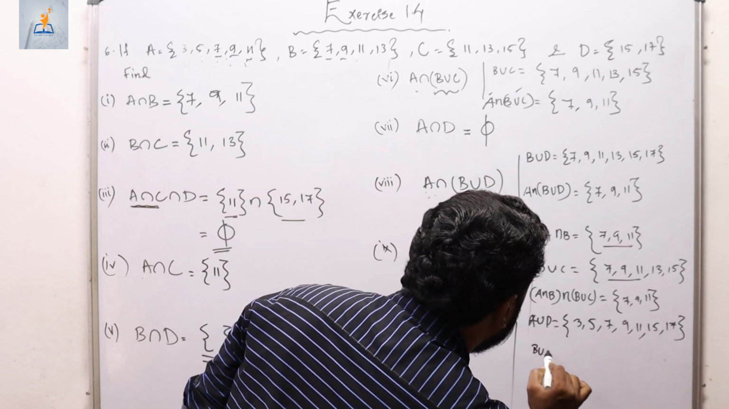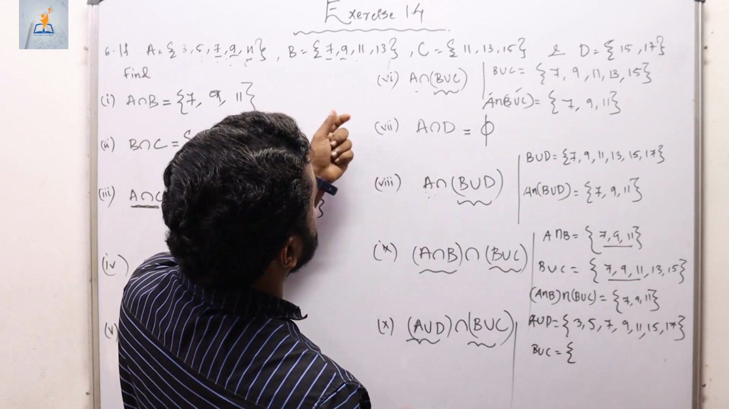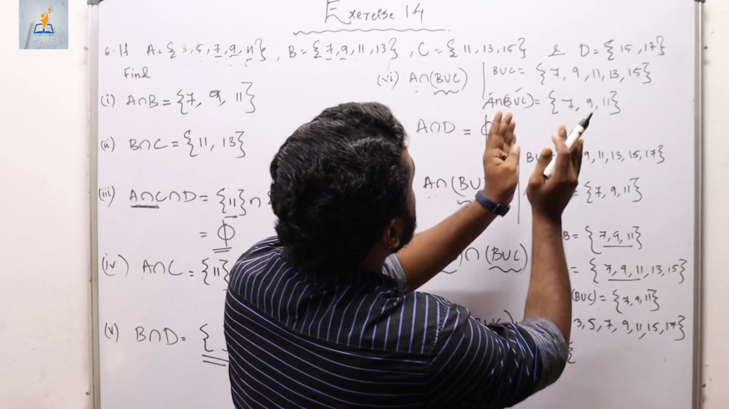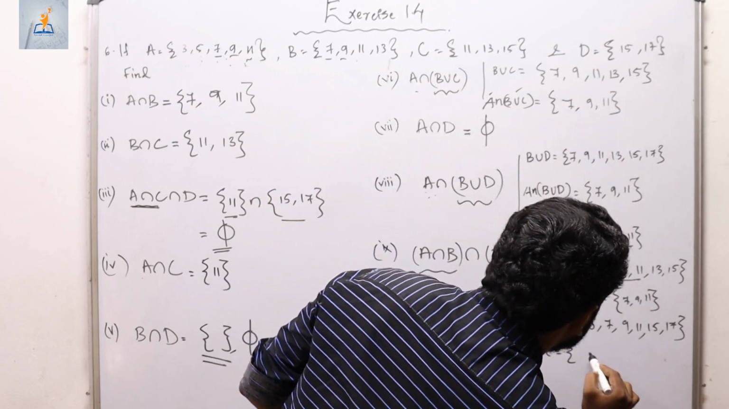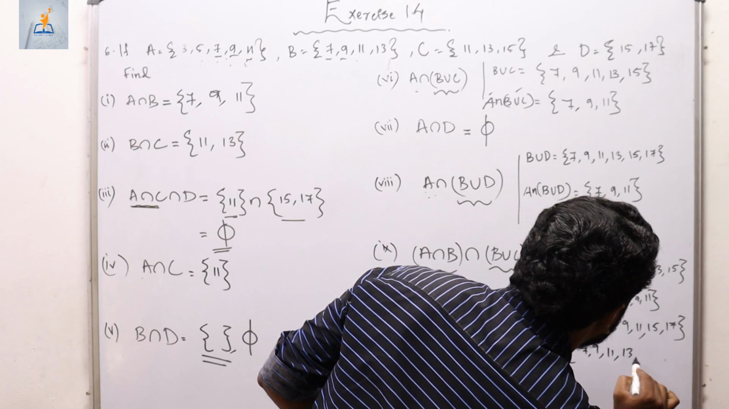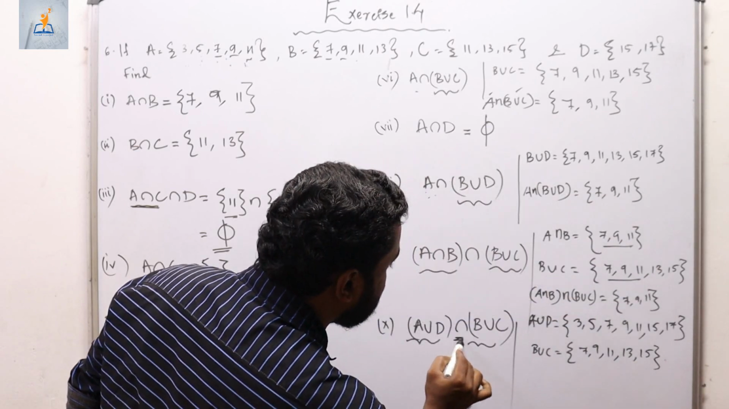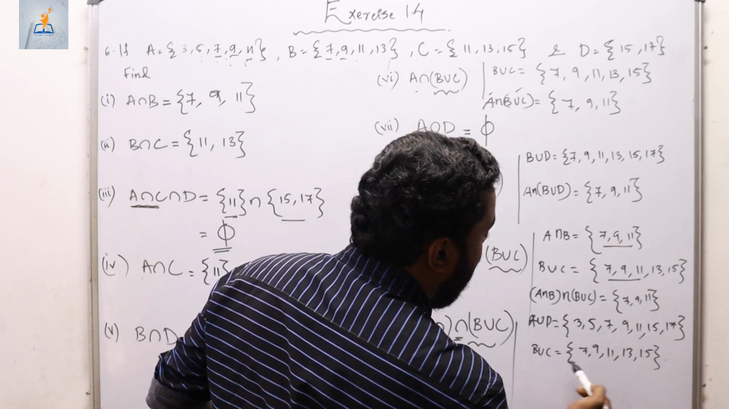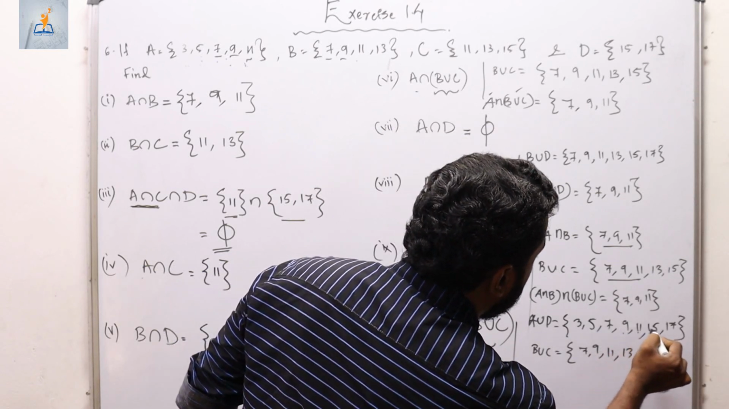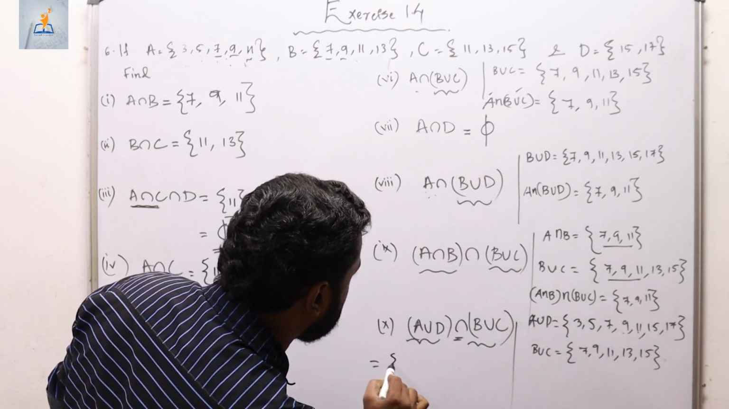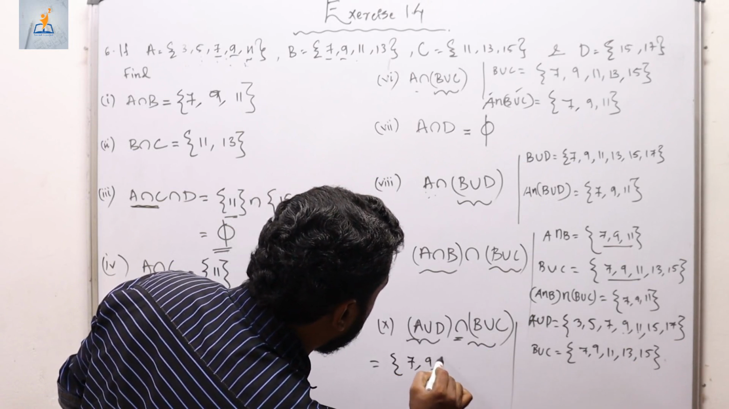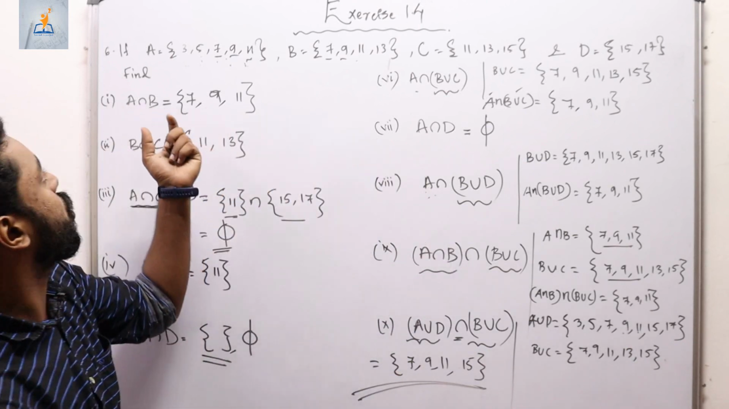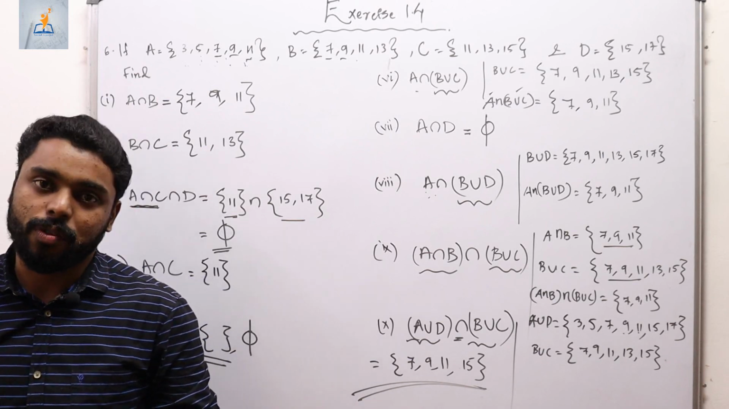Now we can evaluate B union C, the set of all elements which are either in B or in C. So B union C is equal to 7, 9, 11, 13, 15. Now we have to take the intersection of these two sets, which means the set of all elements common to both, which are 7, 9, 11 and 15. So this is the answer for question number 6 of exercise 1.4.